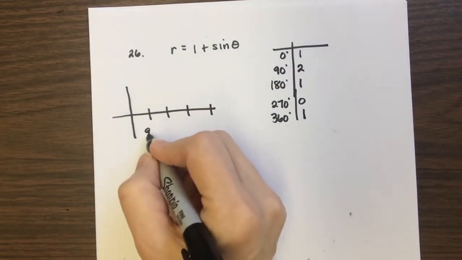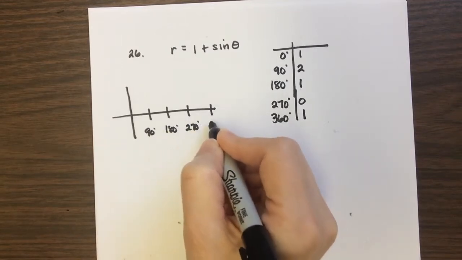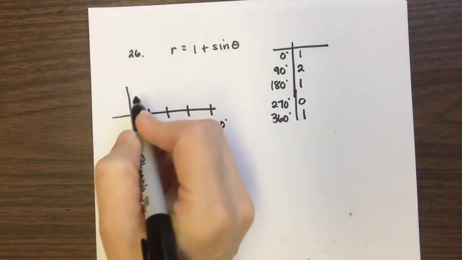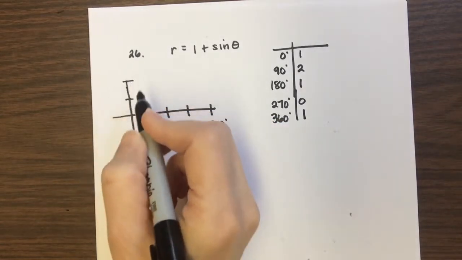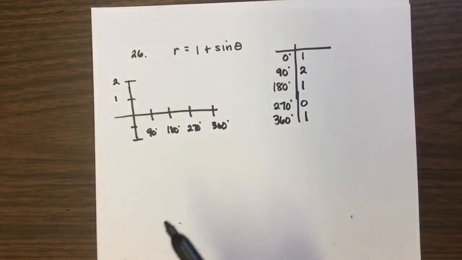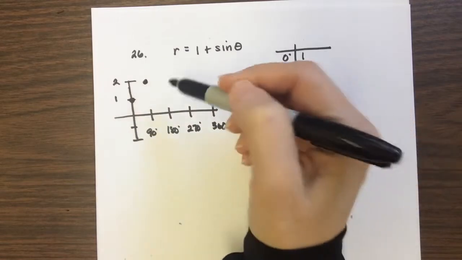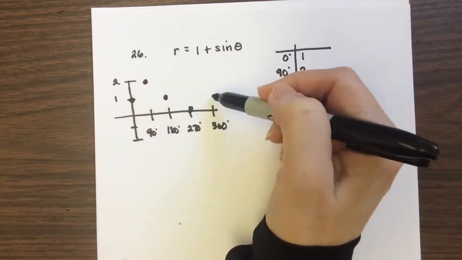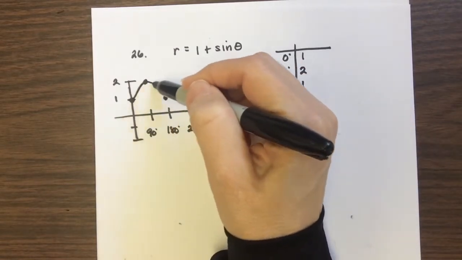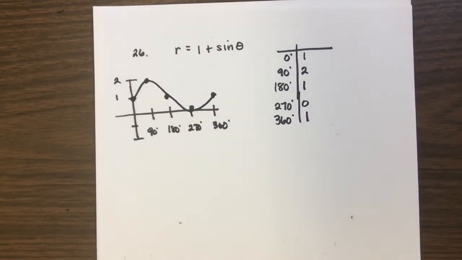I know that I'm going up to 2. Right, so I've got 0, 1, 90 to 180 back to 1. Alright, so I know I've got the sine curve doing that. Alright, so this is another way to look at it.